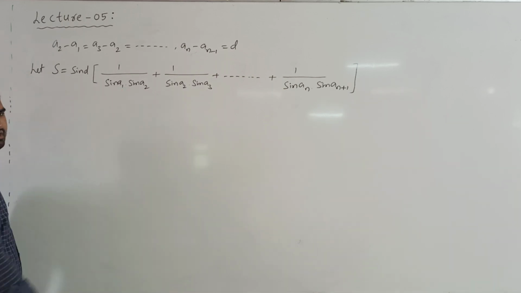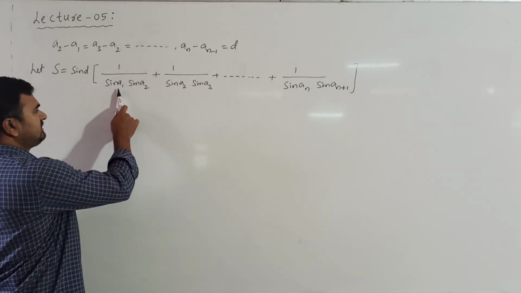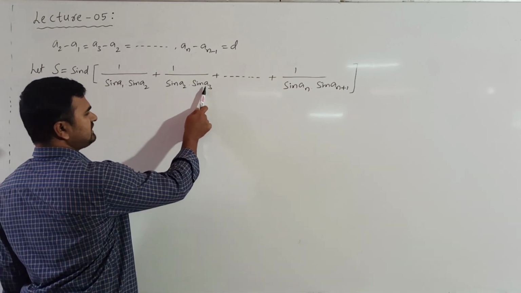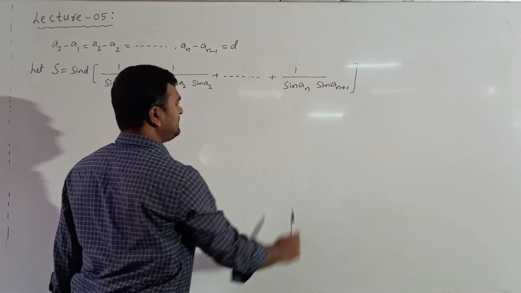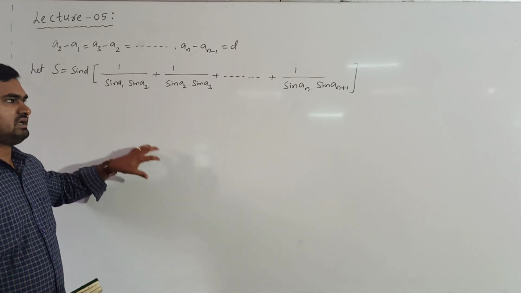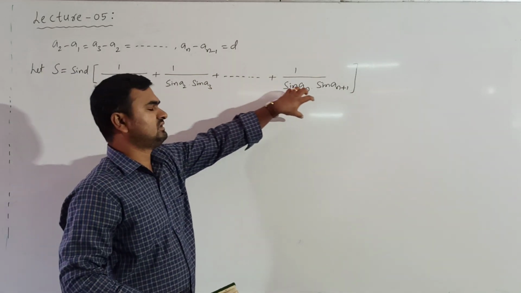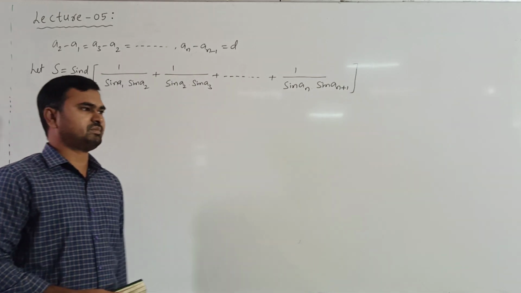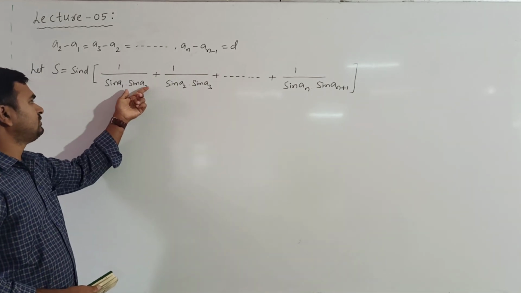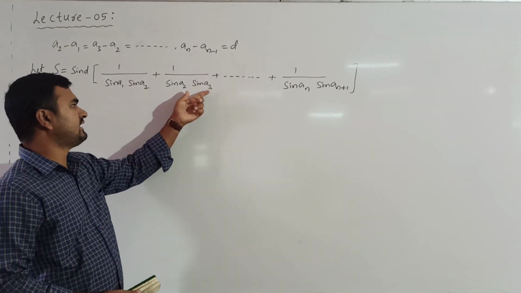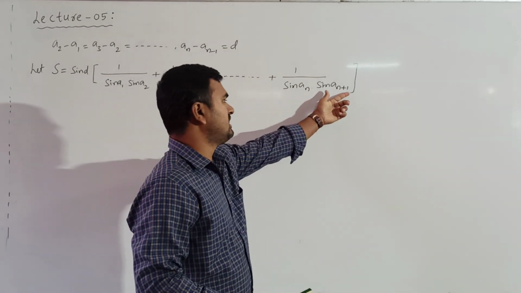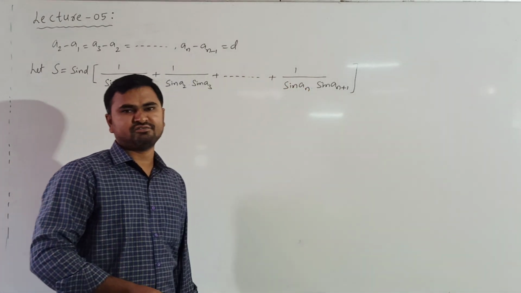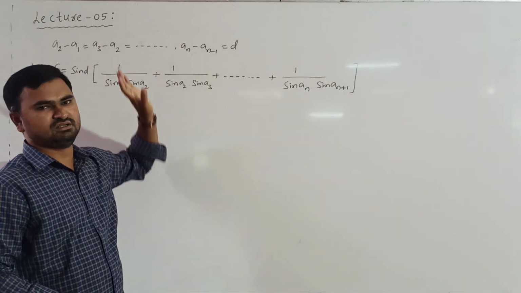Now observe the denominator terms here. Sin a1, a2, sin a2, sin a3, sin an plus 1. Now clearly there is some similarity between the terms of this summation. Now a2 minus a1, a3 minus a2, an plus 1 minus an. The difference is same because the terms are in AP.